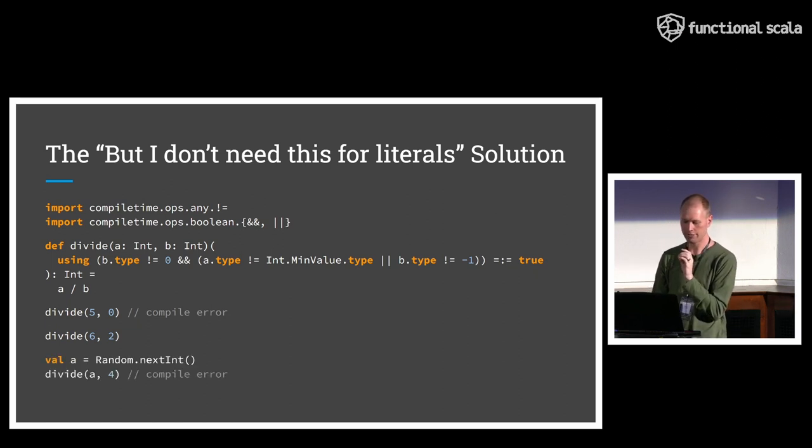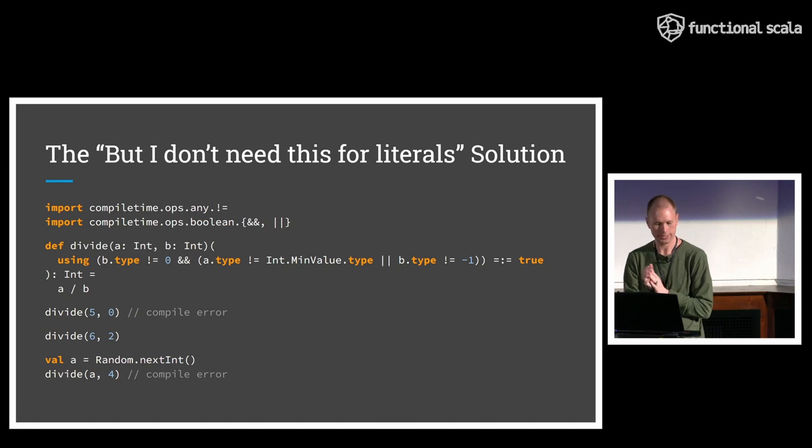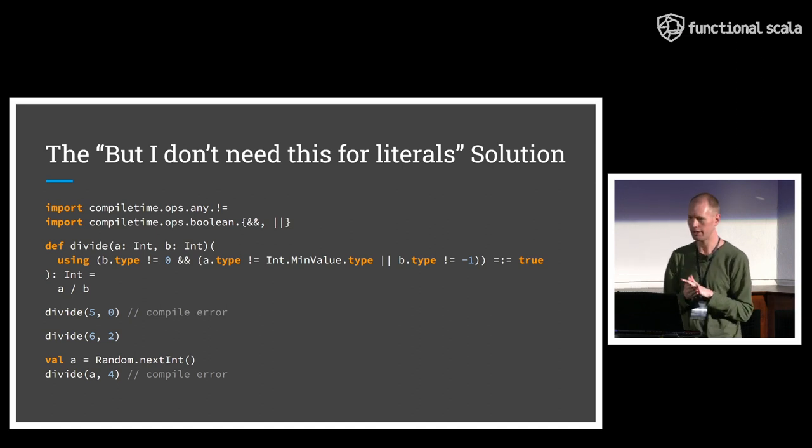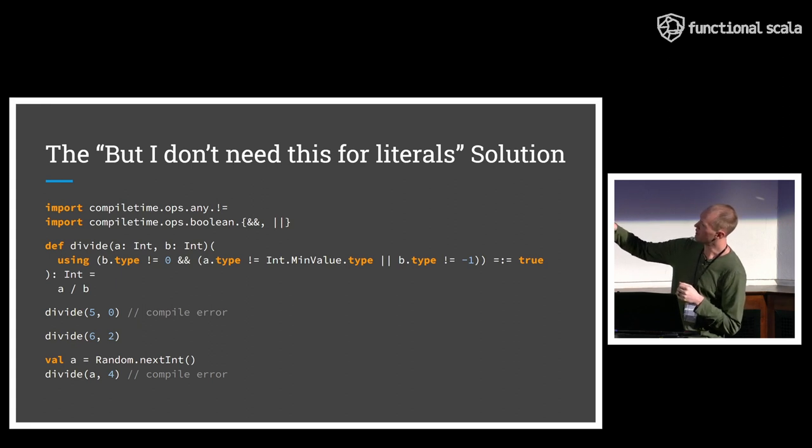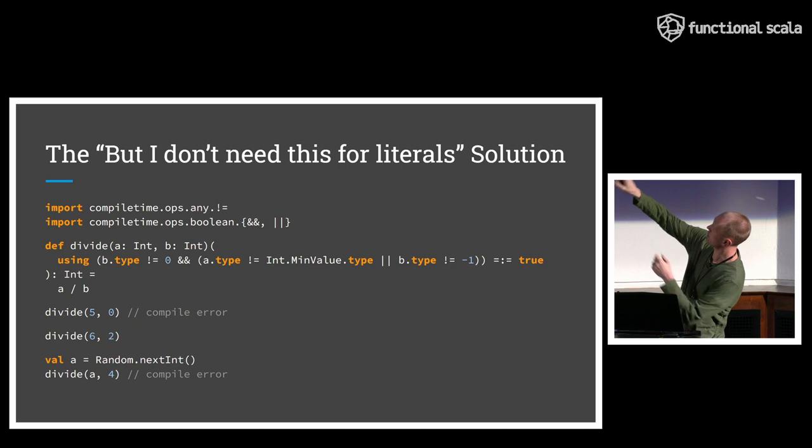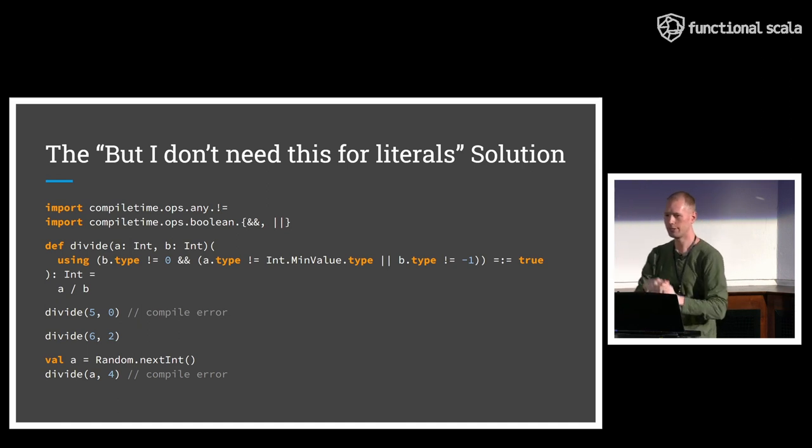But now if you try to divide a random int by 4, you're going to get a compile error. But should we? I mean, B is 4 here. B's type is not 0. And then if we look at this other part that we need to satisfy, A's type not being min int, well, we don't know that. But we do know that B type is not negative 1 because it's 4. But these operations are working in literals. They don't know this. There's no short circuiting. There's nothing like that. So it won't let you call it like this.